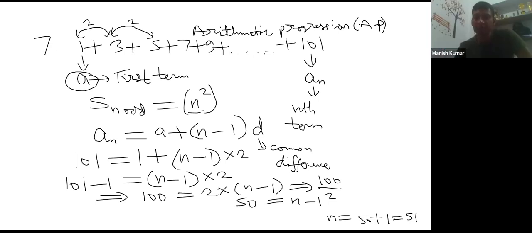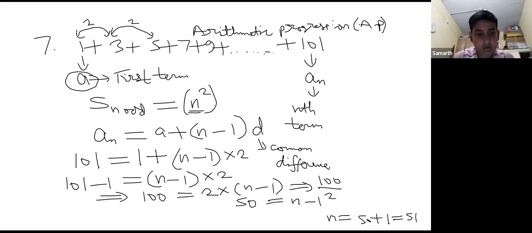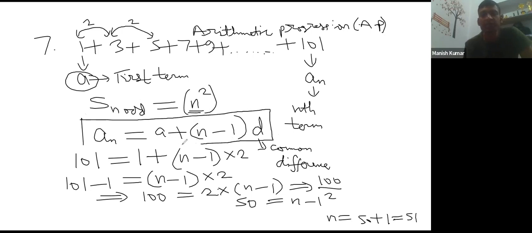Yes. Samarth, have you tried this? Yes, sir. Can you see the equation we have used? I have written here: an equals a plus (n minus 1) into d. This is arithmetic progression, which we have not gone through, but write it down, it will come afterwards. Arithmetic series or progression, or AP, anything can be written as AP.